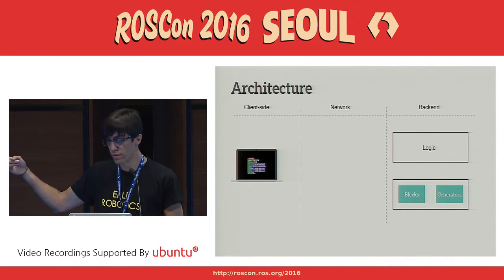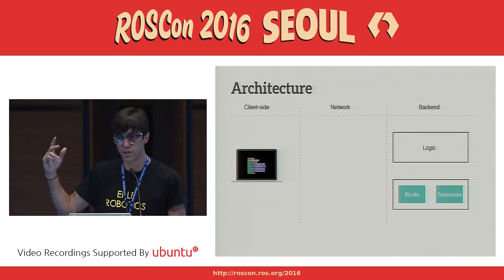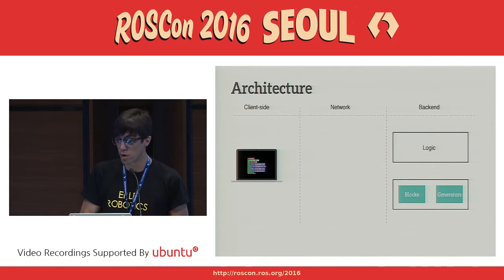And we have two main folders. One is blocks, which contains the shape of all of the blocks that Blockly contains. And the other one is generators, which contains the Python code that is going to be linked with the block.